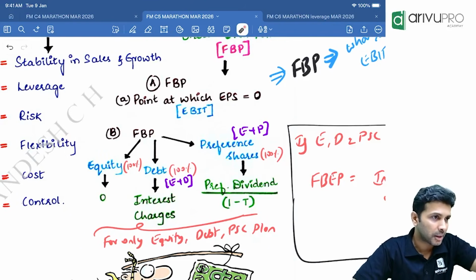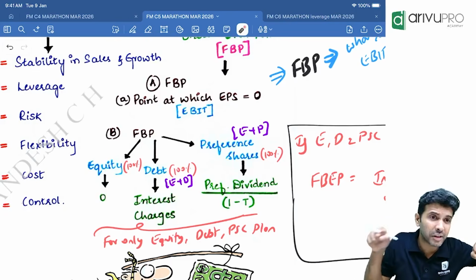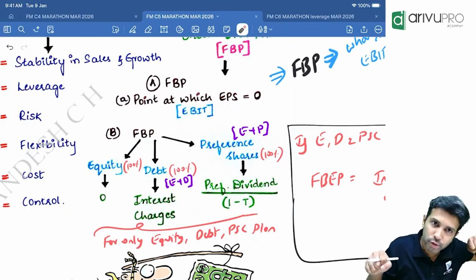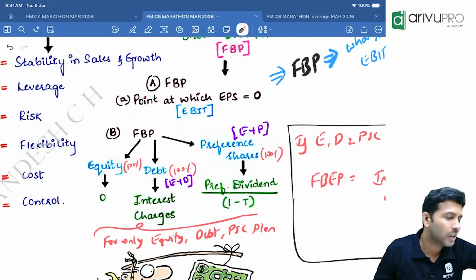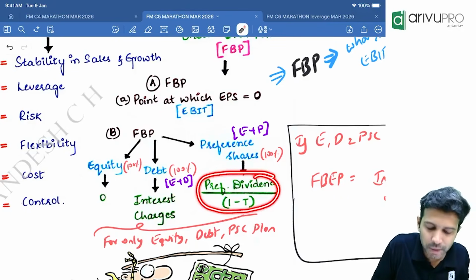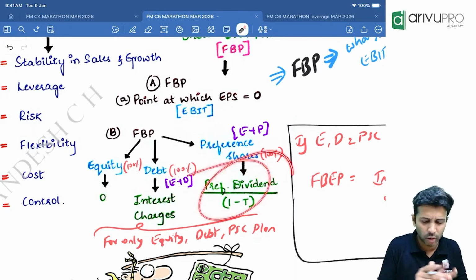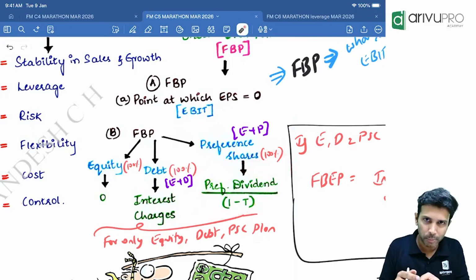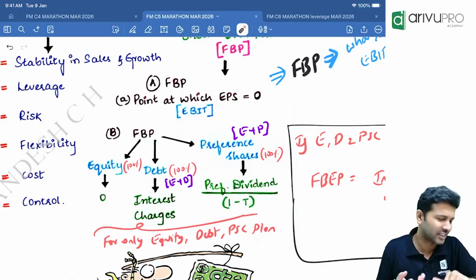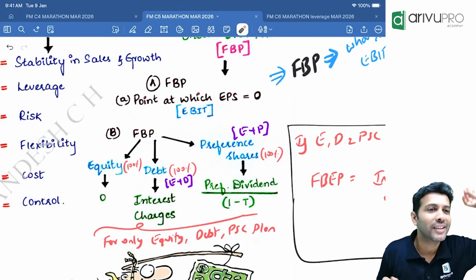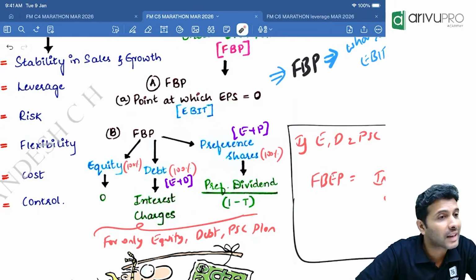After paying tax. That means if you want EPS to be 0, the company wants to recover two things: tax and preference dividend. Only then will EPS become 0. That is expressed as the shortcut formula: preference dividend divided by 1 minus tax rate. We don't have to go into the proof now. If you want the proof, video access is given to you. In exam time, what will you do with the proof? Leave it. So, preference dividend divided by 1 minus tax rate.